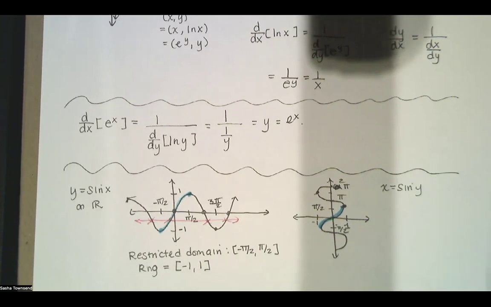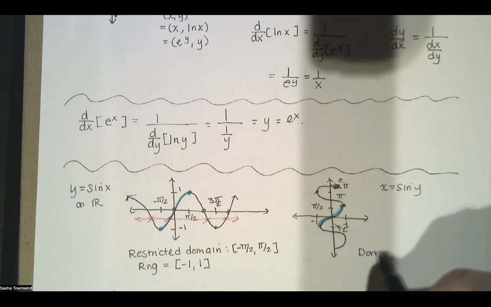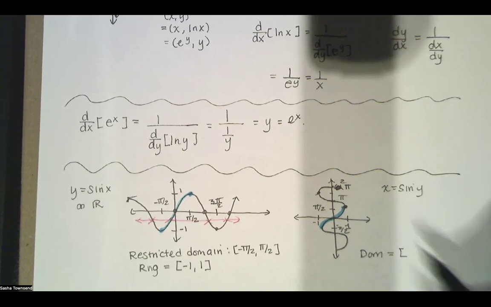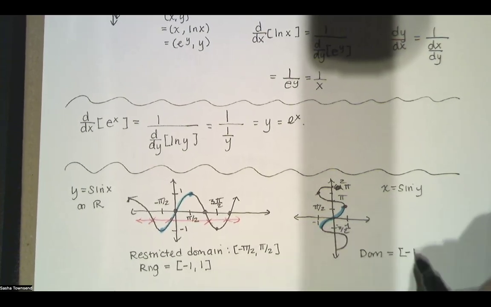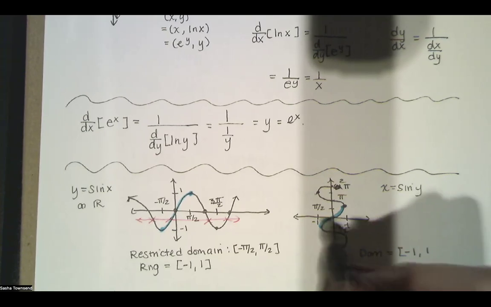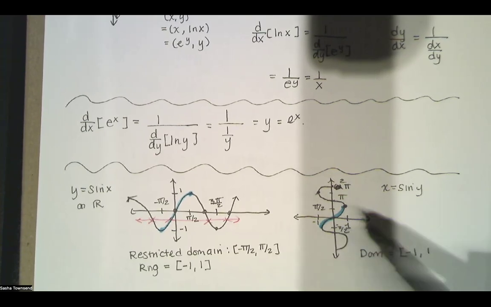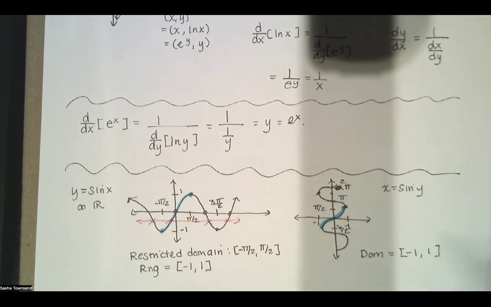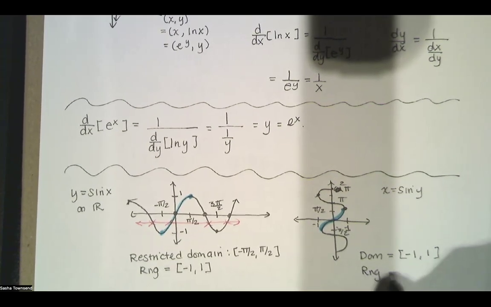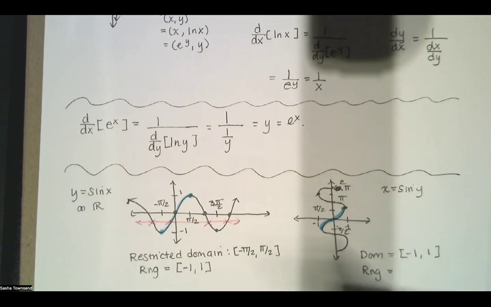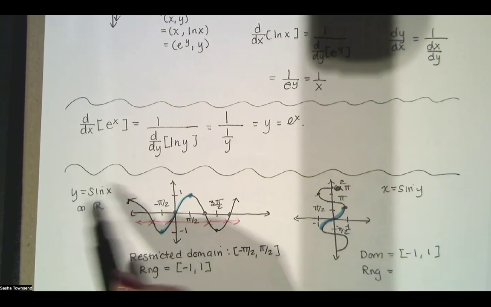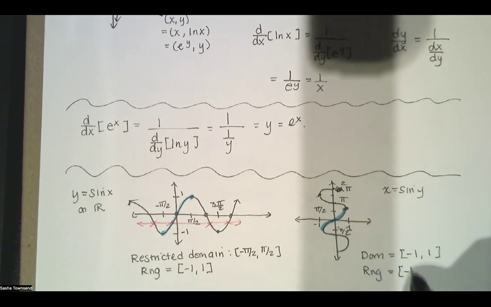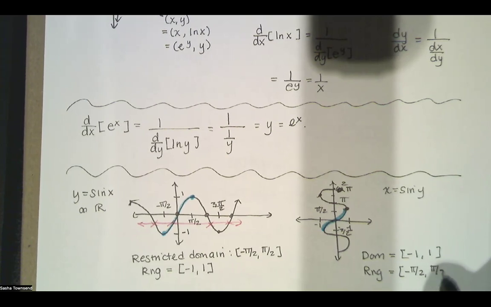When we switch the roles of x and y, the domain of our inverse function is the range of the original function. So our domain is -1 to 1. So we've got all the x values between -1 and 1 here, because we had all the y values between -1 and 1 here. And the range of this function corresponds to the domain of this function, but it's not the domain of the original function. It's the domain of the restriction, which we chose to be -pi over 2 to pi over 2.